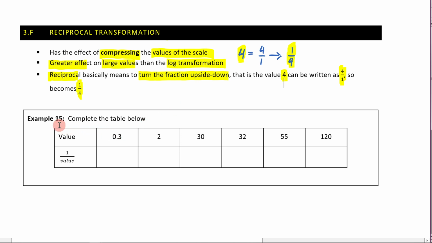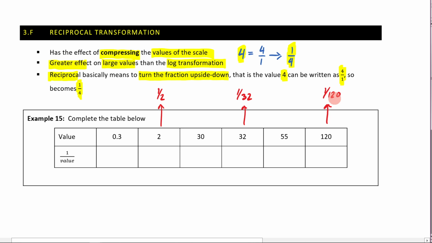Okay, so now if we work through this table here, and I'll show you how to do this on the CAS, we've got a whole bunch of values here, and we want to apply this reciprocal transformation. So what that means is we're going to go 1 divided by each of these values, and that's going to give us the reciprocal. So let's think about this. 2 would become 1 on 2. We know that's how it works. You're just flipping it around. So 32 would become 1 on 32. 120 would become 1 on 120.